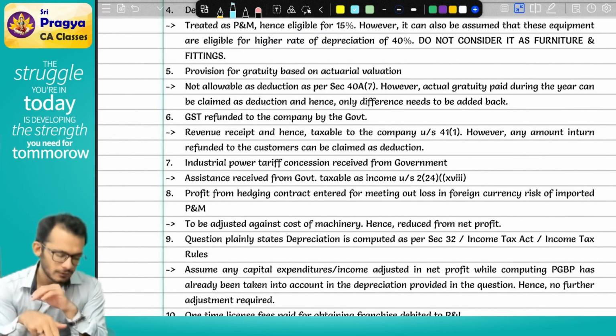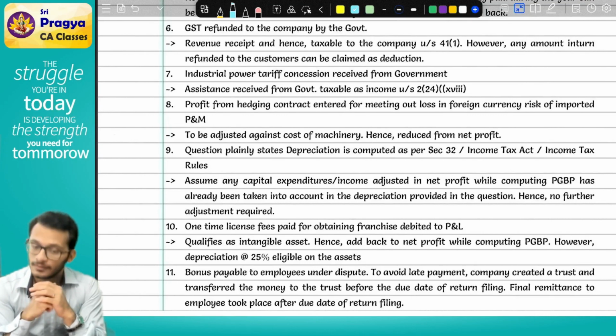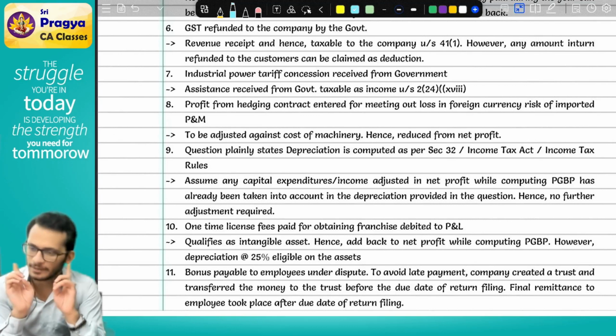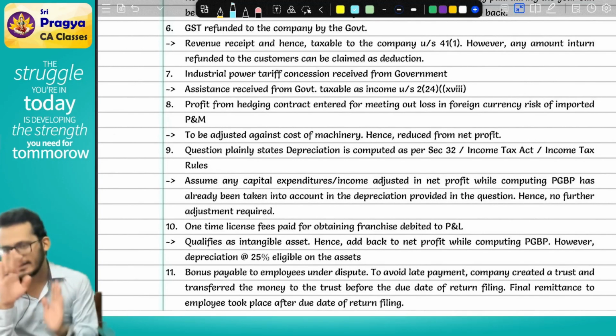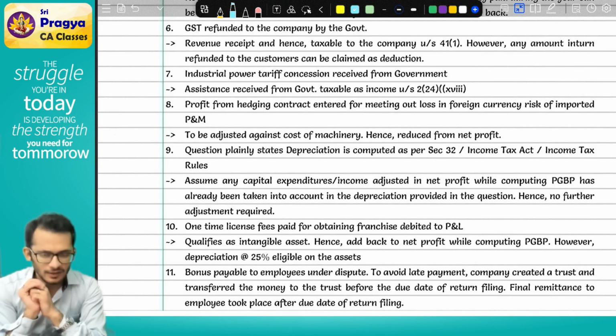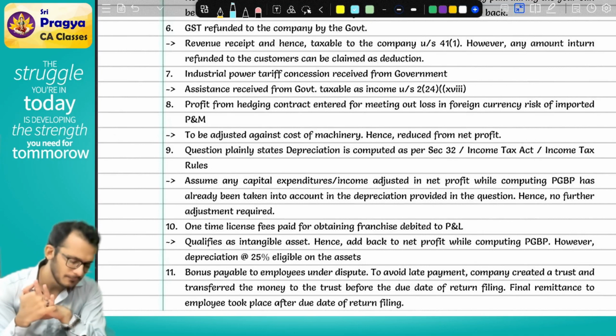Clear? Going forward, it's a full mark, compulsory question. This will come in compulsory only. PGBP will never be tested as an individual question. It will be a part of a compulsory question. Your compulsory question will come and say 14 marks. This is the question. In the adjustments, you have to find the answer. You will never get a PGBP question separately. It will be a part of a compulsory question only.